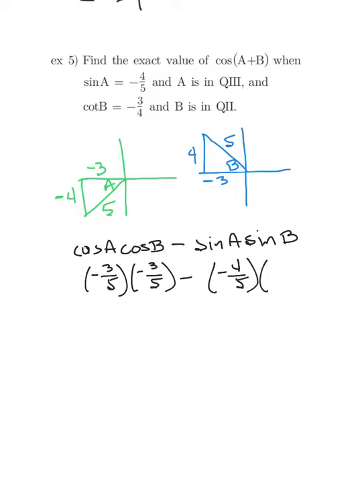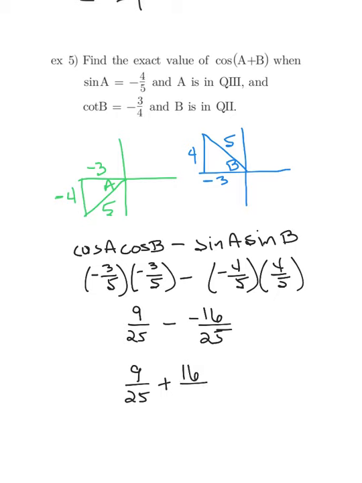And the sine of angle B will be +4/5. If you do this multiplication, you will get 9/25 minus -16/25, which gives us 9/25 plus 16/25, but that gives us 25/25, which equals 1.